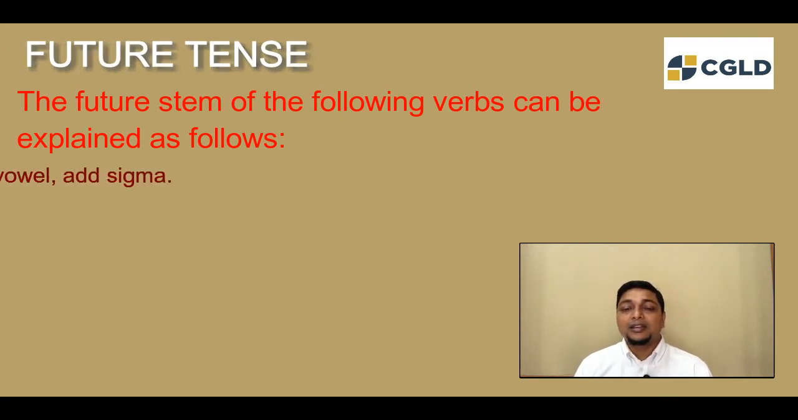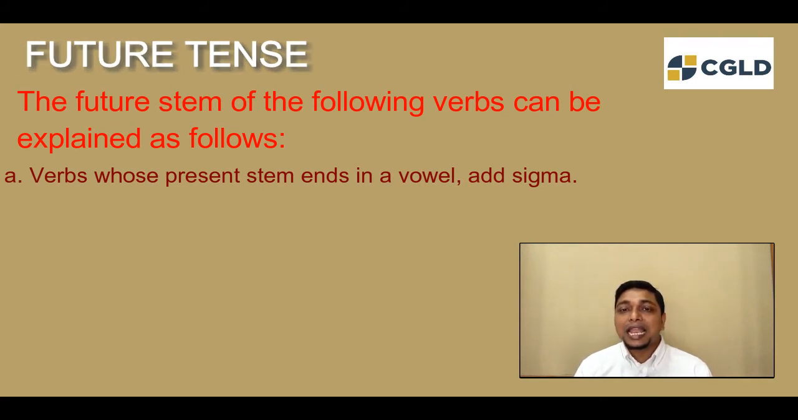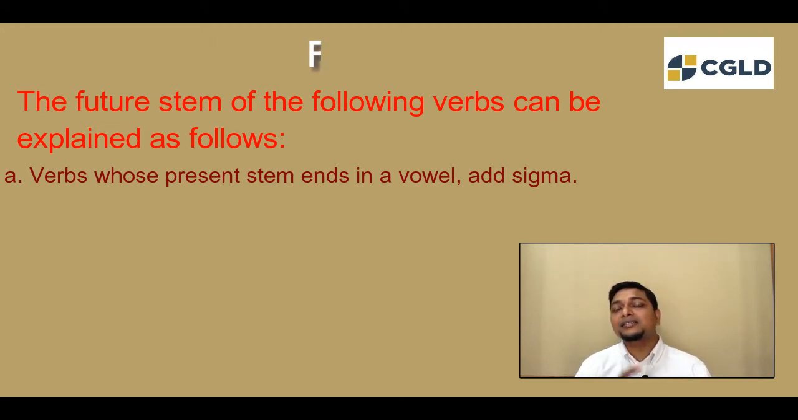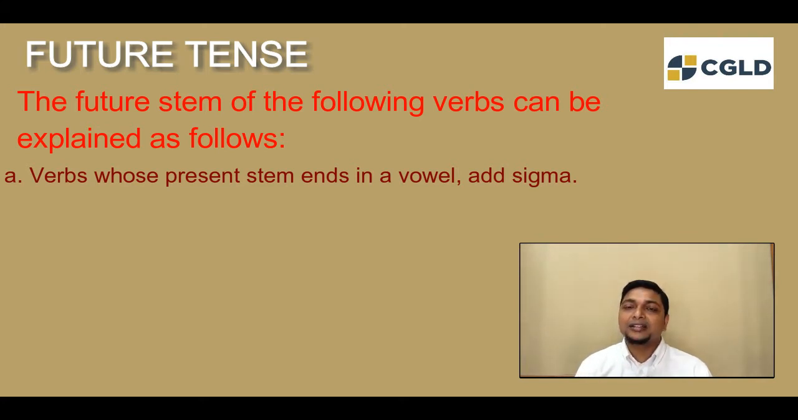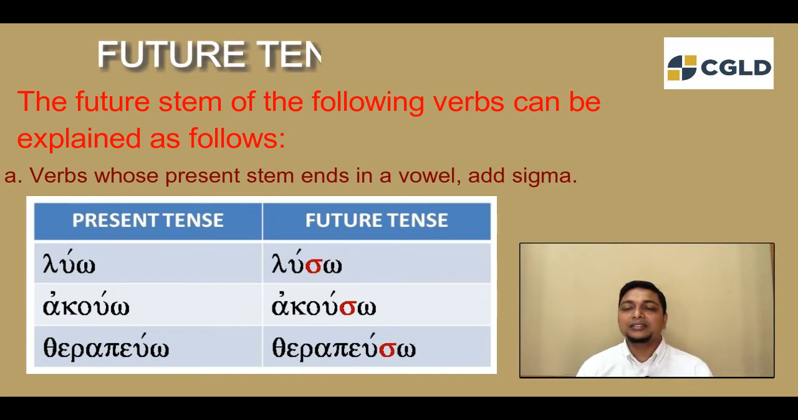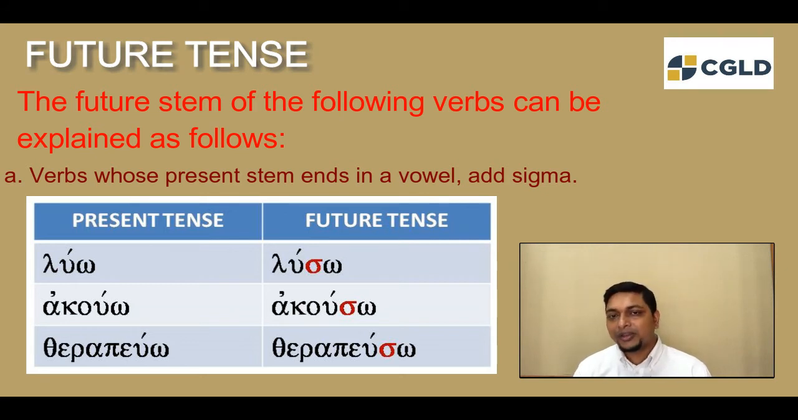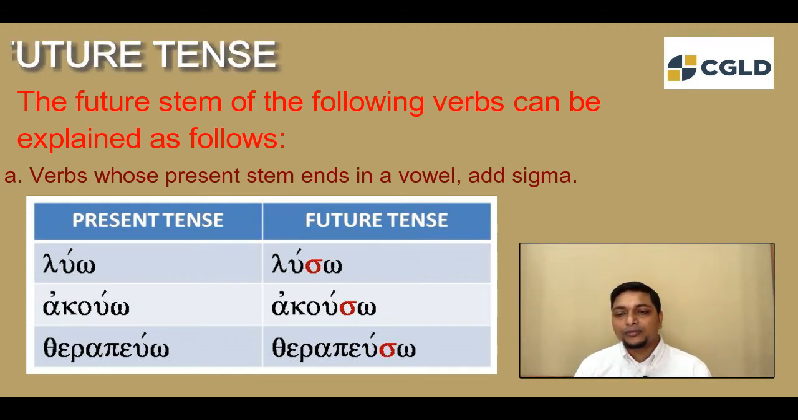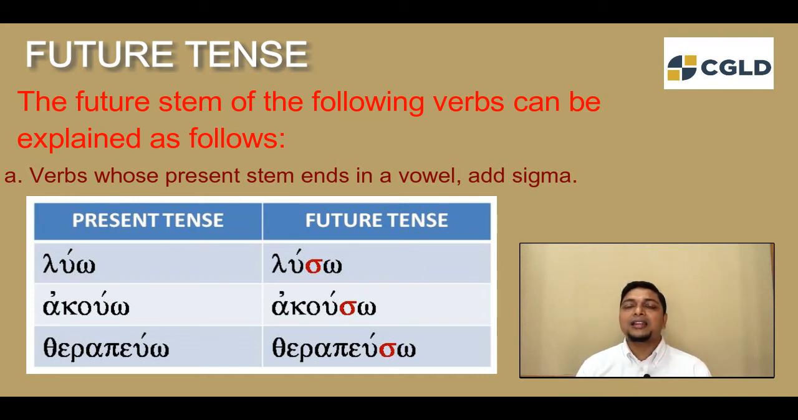The first case: verbs whose present stem ends in a vowel. Just remember this. If a verb in its present form ends with a vowel, when it appears in its future form, a sigma is added to its stem. For example, the word luo becomes luso. You see, it ends with an omega in its present form, but in its future form, it appears with a sigma added to its stem. The word akuo appears as akuso. So there is a sigma added in the stem and the ending remains the same.